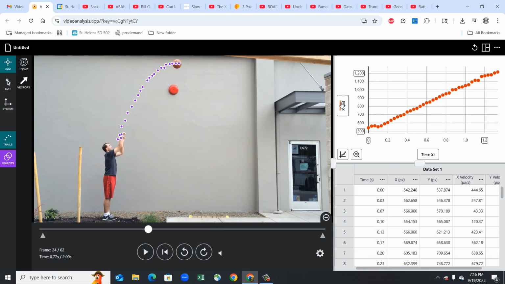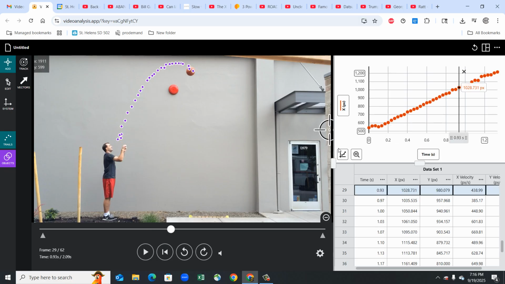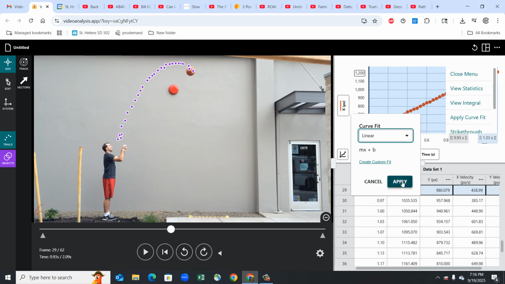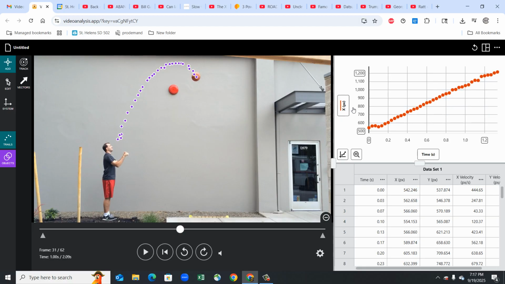Okay, so if you click over here where this was, you can turn on the X and the Y, but I turned the Y's off. Then if you click out of here and do apply curve fit, boom, you will see that it is in fact linear. The slope is 536 pixels per second, which again, not very helpful to us, but it's linear, and that's important.